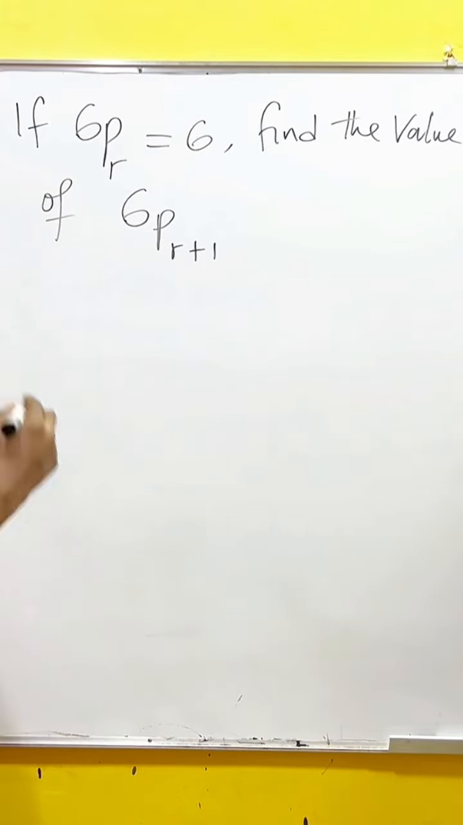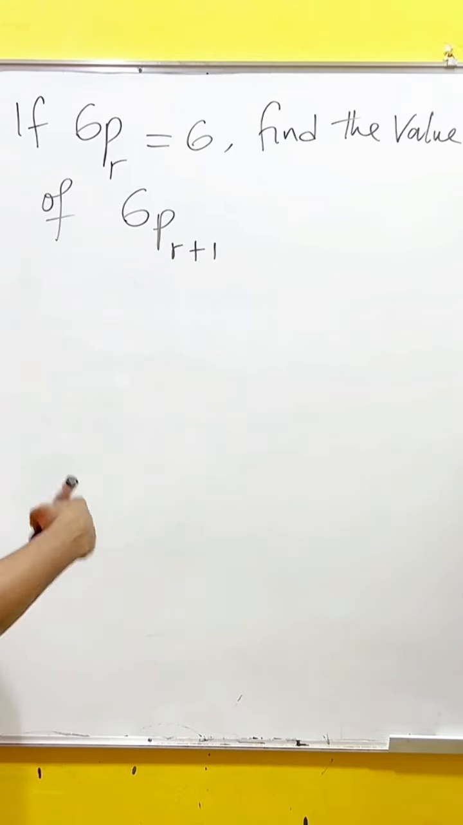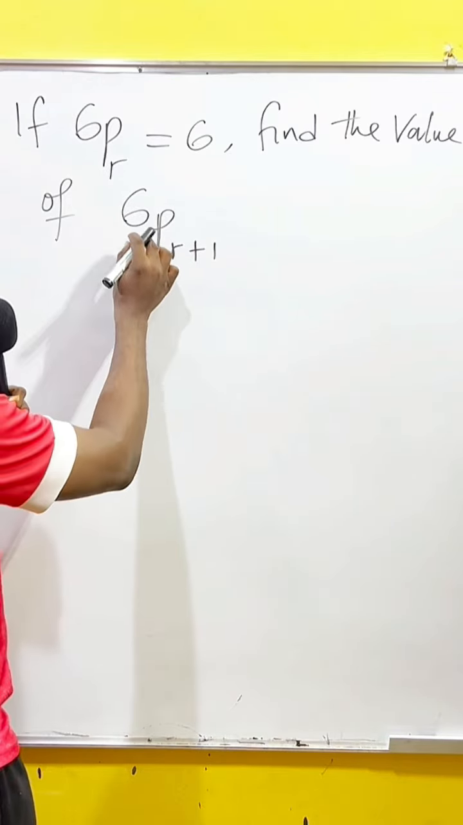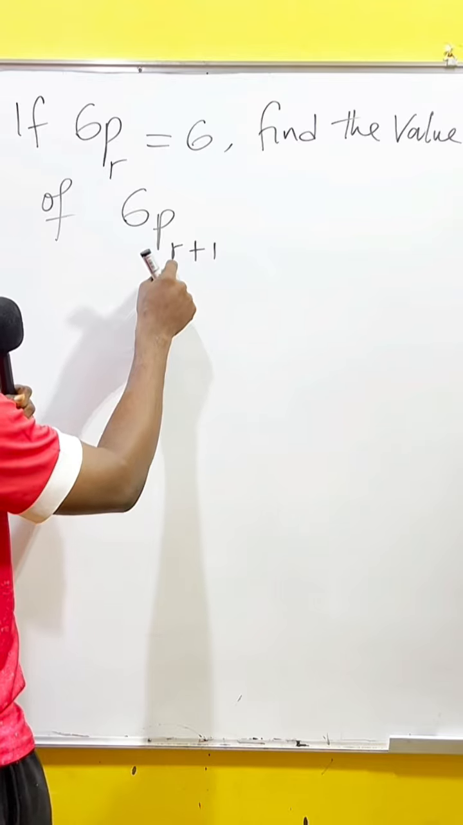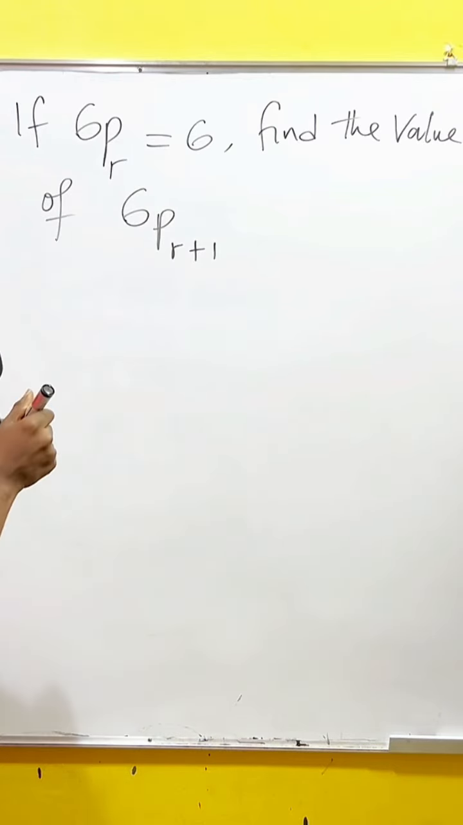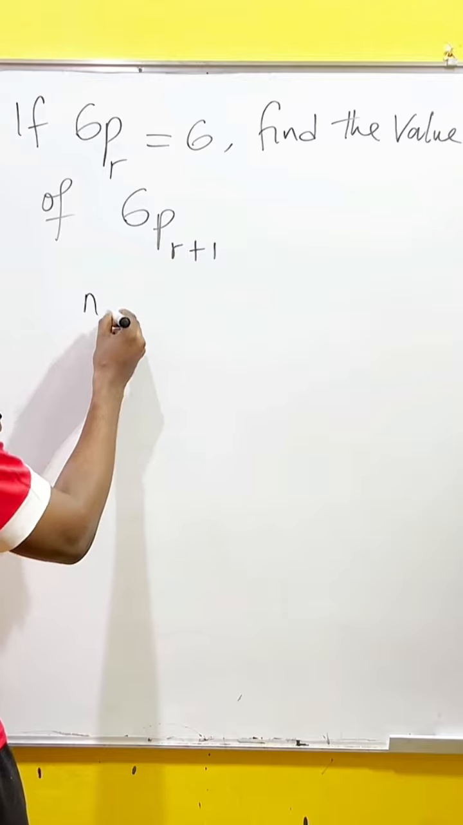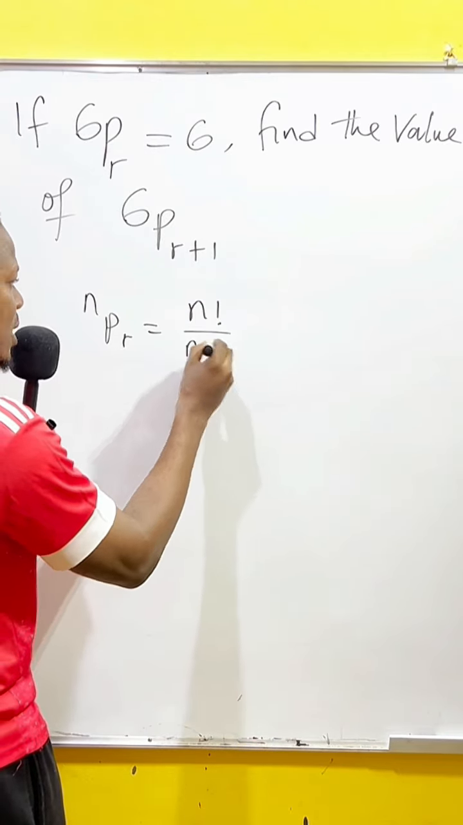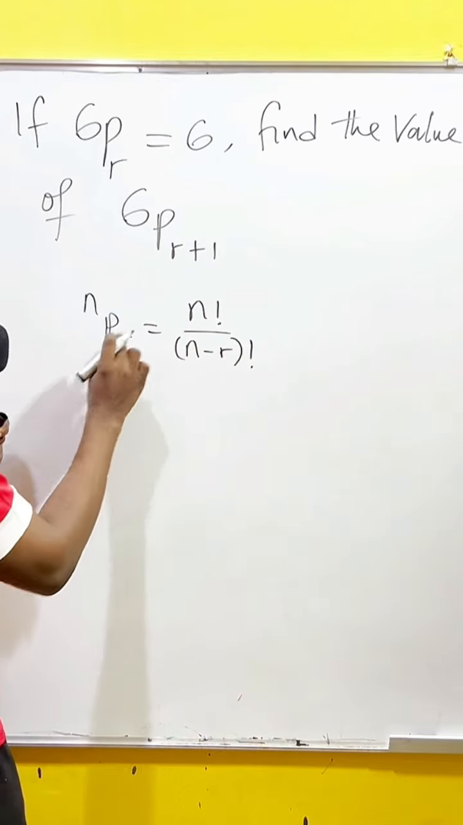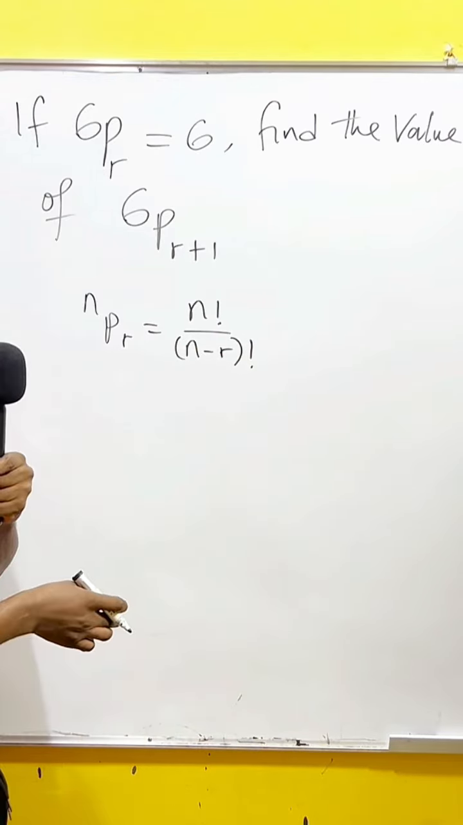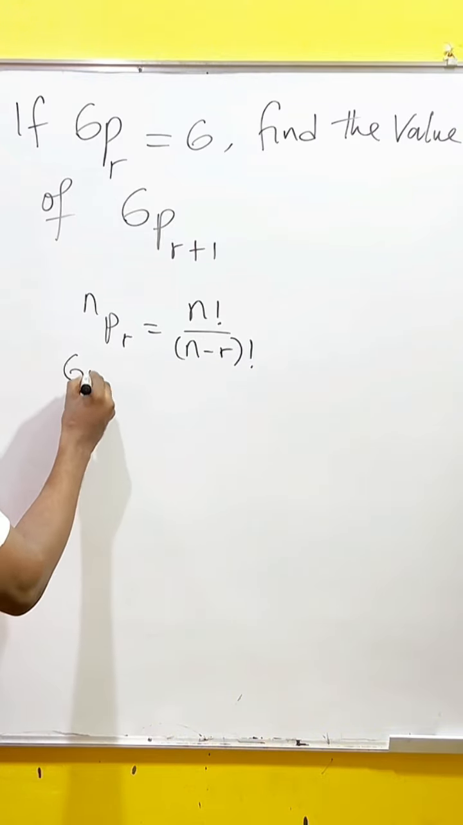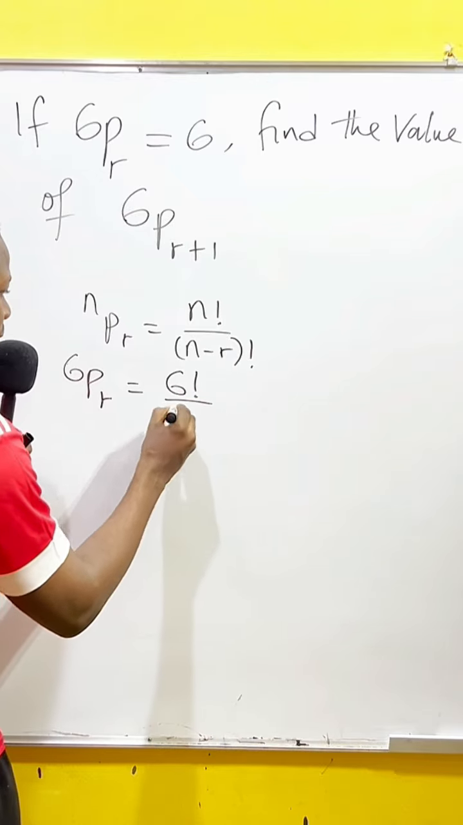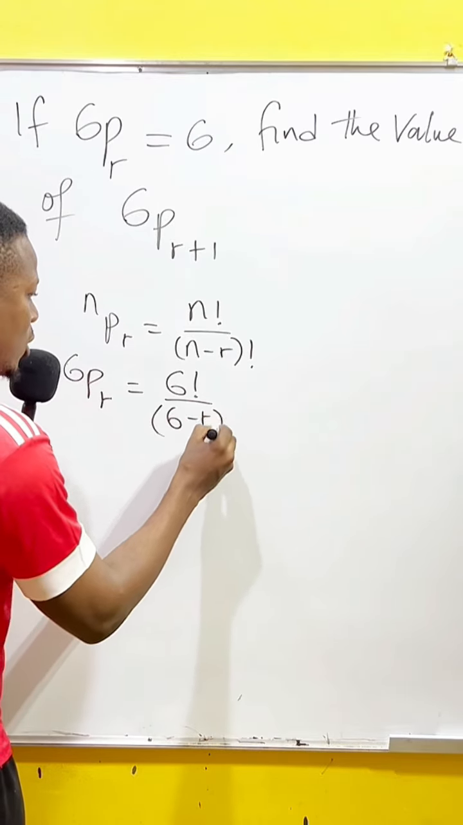Given that 6 permutation r is equal to 6, we now want to find the value of 6 permutation r plus 1. Before you can find the value of 6 permutation r plus 1, you need to find the value of what? r. And remember that n permutation r is equal to n factorial over n minus r factorial. So when you have 6 permutation r, it is equal to 6 factorial over 6 minus r all factorial.